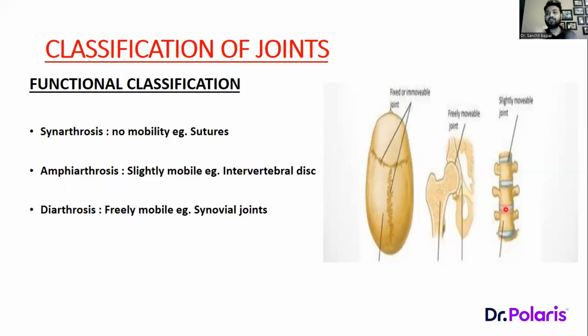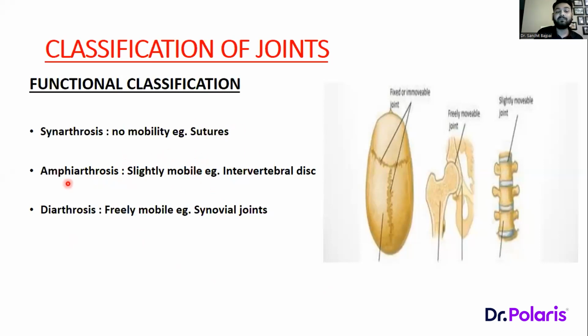Now, just imagine your spine, okay? Whenever you walk, you bend back, you bend forwards, you bend on the sides. How is this possible? The spine is working in tandem with two vertebrae and this disc. That is why this appears to have slight mobility. You cannot go all around 360 with the spine, right? That is why it has got slight mobility.